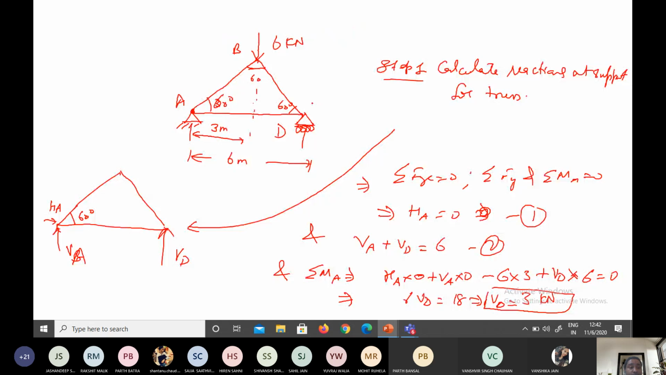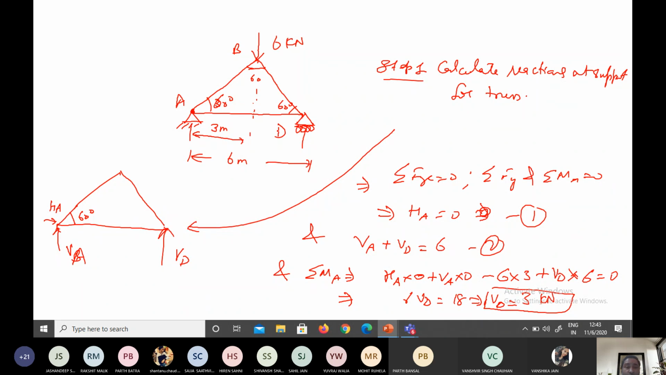So we have calculated VA is 3 kilonewton and VD is 3 kilonewton. Sir, please show the previous slide. Just wait. Should I write first of all? Then I will show it. This is VA and this is VD. Okay. So now what is the step number 2? This is step number 1. What is step number 2?